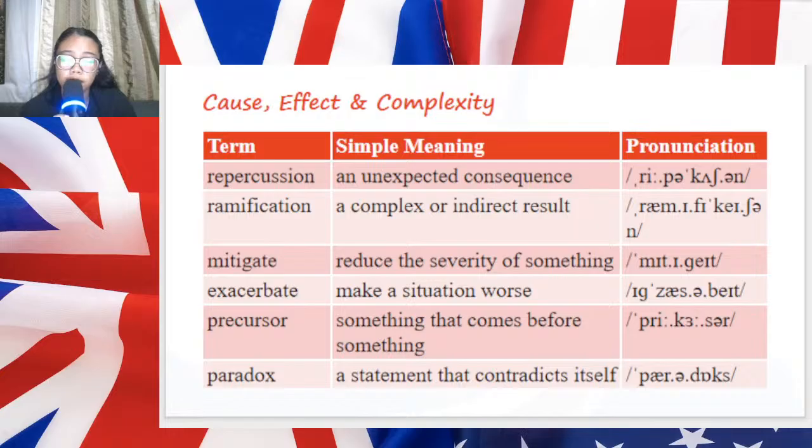First is repercussion. This is an unexpected consequence. So our first term here is repercussion. This refers to a consequence or an effect, especially one that is often negative, unintended, or unforeseen. So it's not just any result, but typically a difficult or challenging outcome that might ripple outwards far from the initial action or event. Okay, that's repercussion.